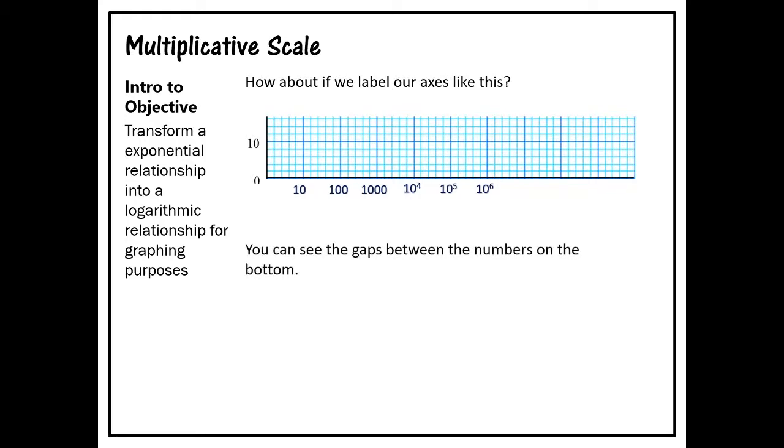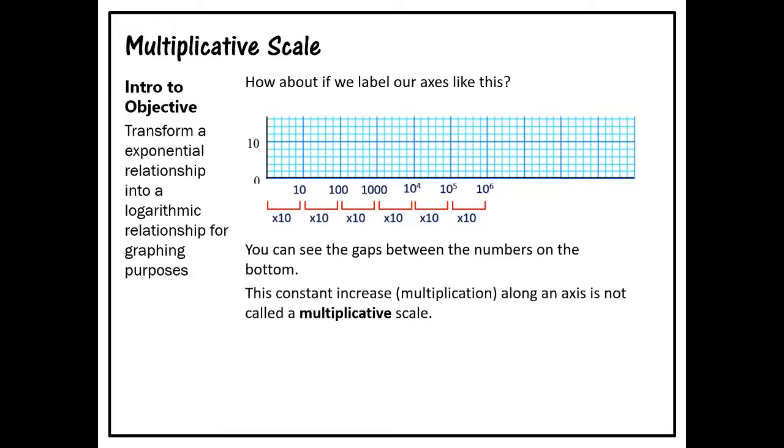If we go to analyse the gaps between the numbers at the bottom now, we can see that instead of being a gap of addition by 10, it's a gap of multiplying by 10, and as such that horizontal axis will go up much more quickly. This constant increase in multiplication along its axis is not called the multiplicative scale, but it's called the logarithmic scale.